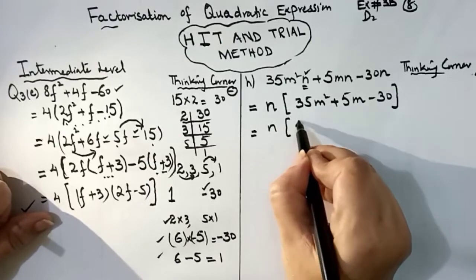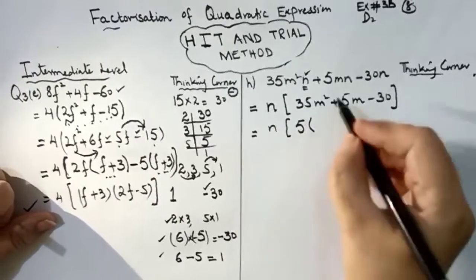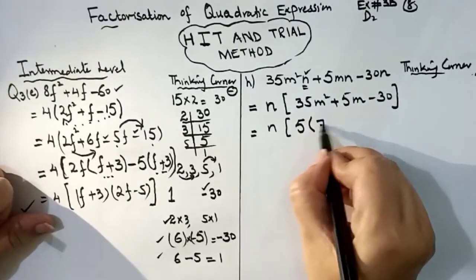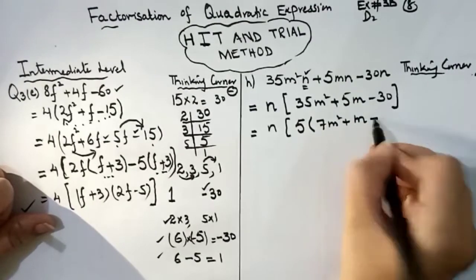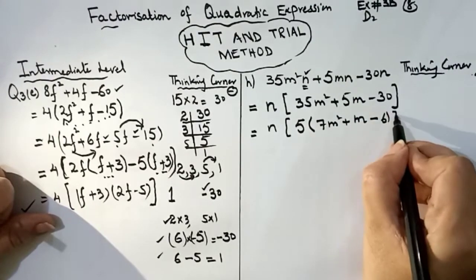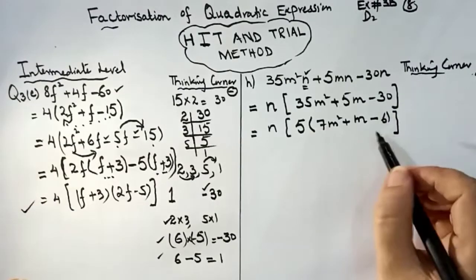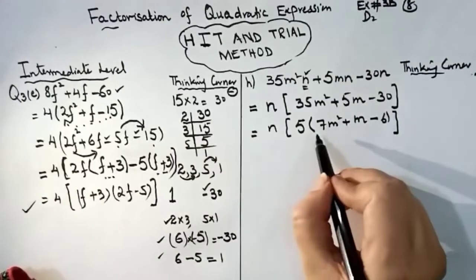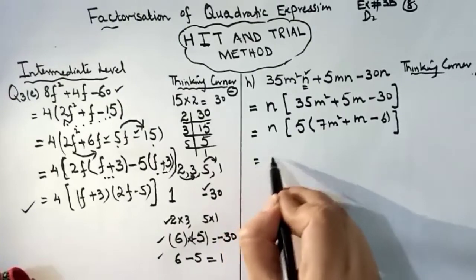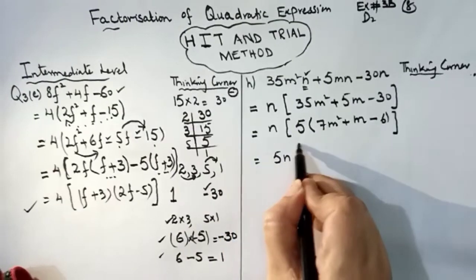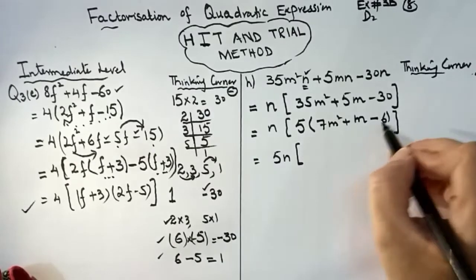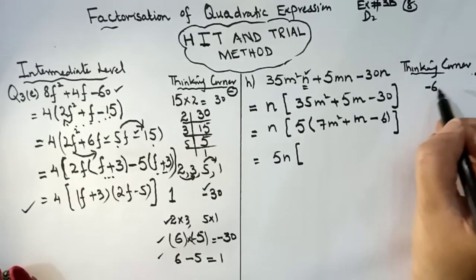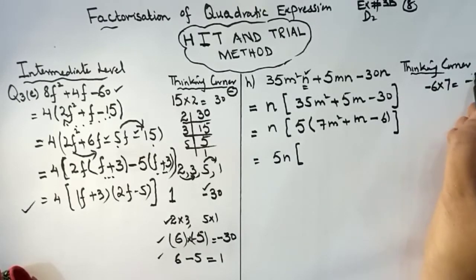So I'll be extracting 5 out, and inside the bracket I'll write 7m square plus m and minus 6. Okay, now my expression is in more simplified form. Then I have to apply the hit and trial method, and according to the hit and trial method I have to multiply 6 with 7 and the answer comes 42 with a minus sign.